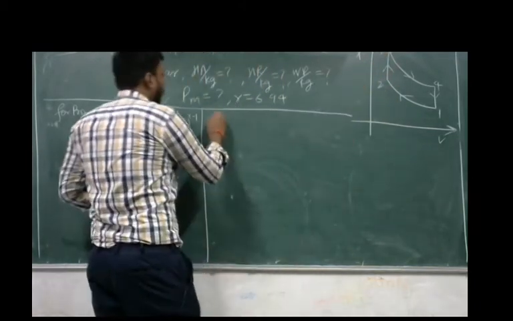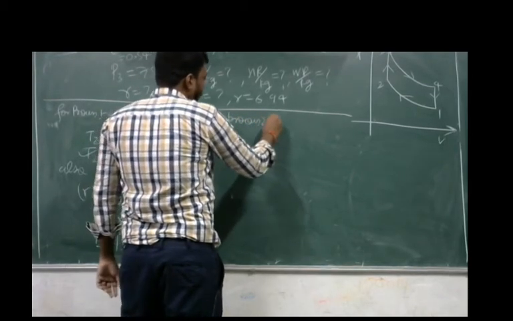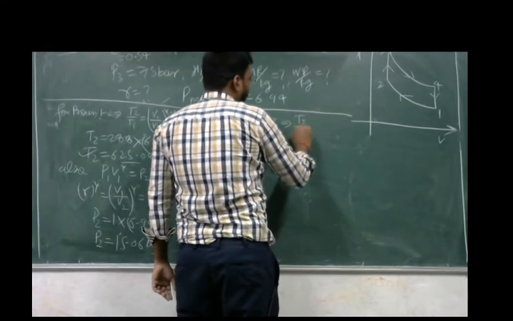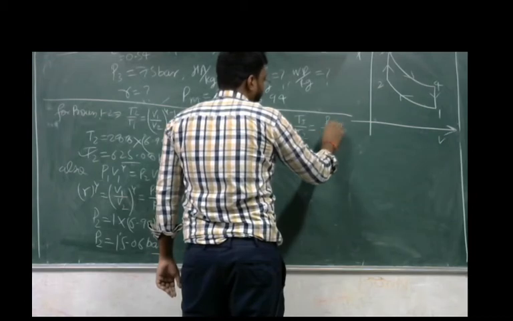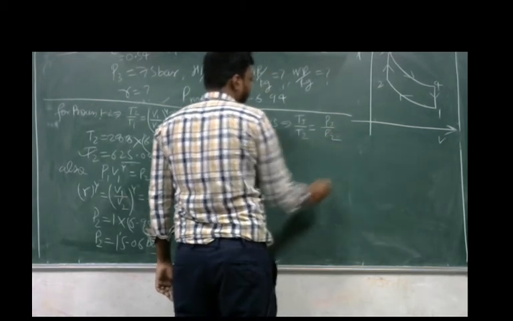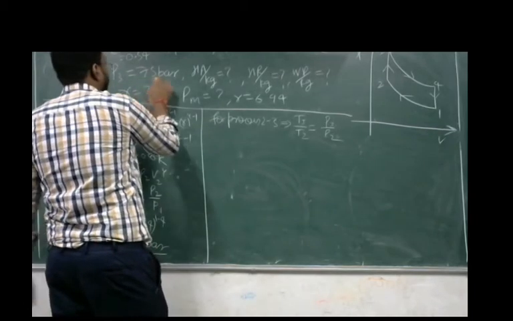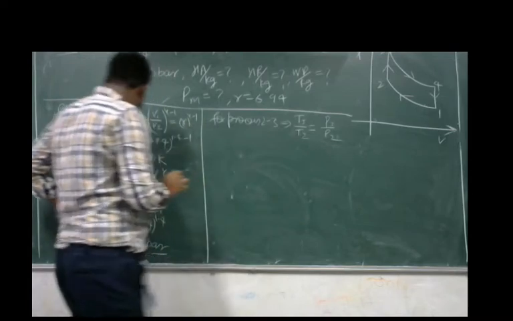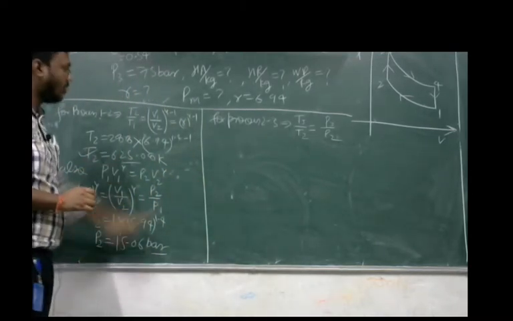So to calculate the temperature at point 3, we need to go for process 2 to 3. Okay. So for process 2 to 3, we can say that, apply the relation, T3 by T2 equal to P3 by P2. Value of P3 is given in the question. Value of P3 is 75 bar. And T2 we have calculated here. So put all the values here.